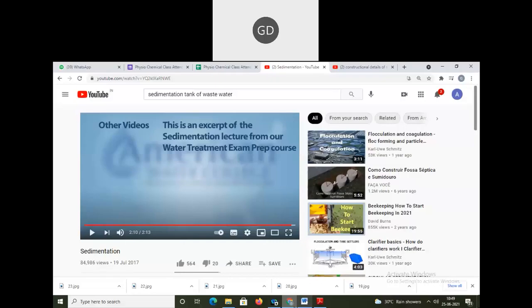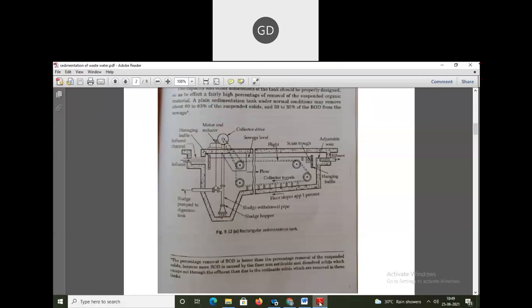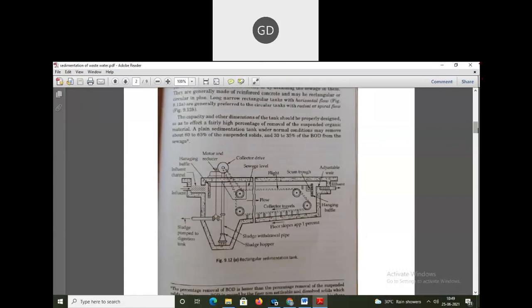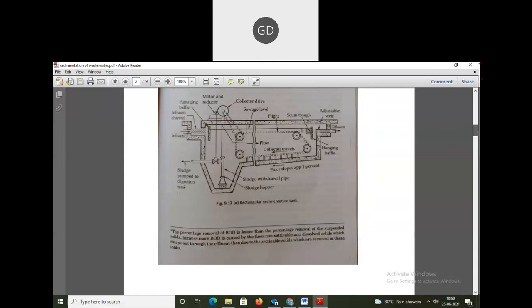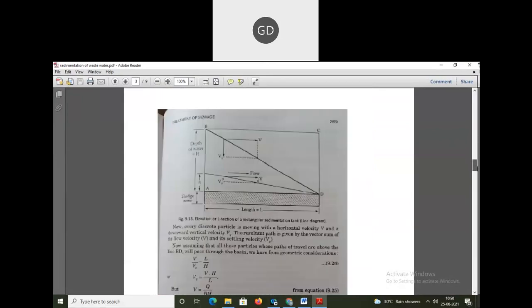Okay, so you have seen this video. So you have seen what are the important parts of this sedimentation tank. So that was a very short video actually.